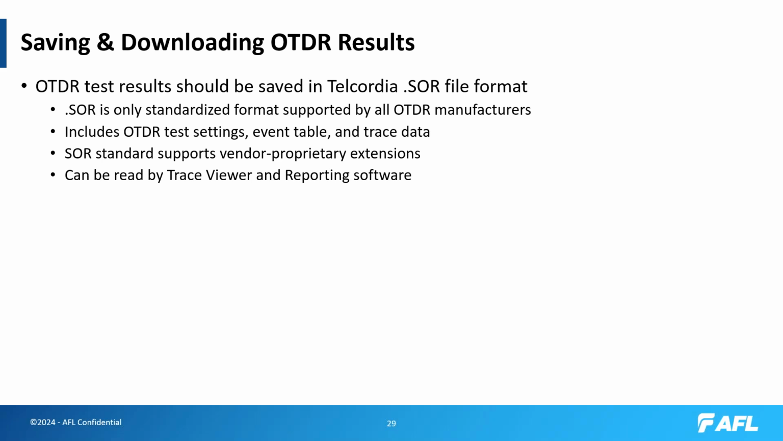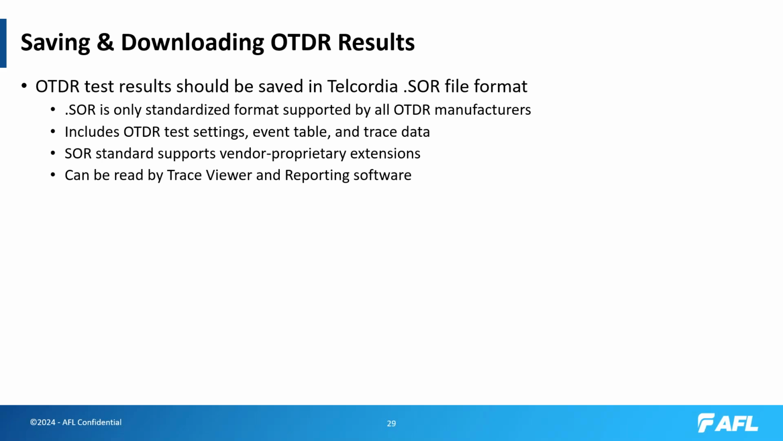The SOR standard does allow vendor proprietary extensions, so information that the SOR standard doesn't specify how to capture may be included by the various OTDR vendors. Examples of that could be the event type, such as this is a splice or this is a connector, the presence or absence of macrobends, whether the event passes or fails against user settable limits.